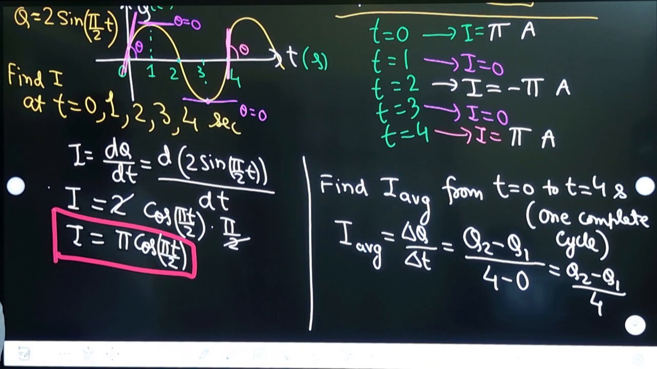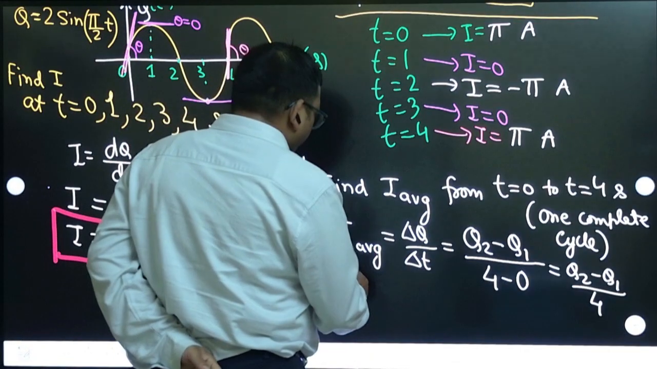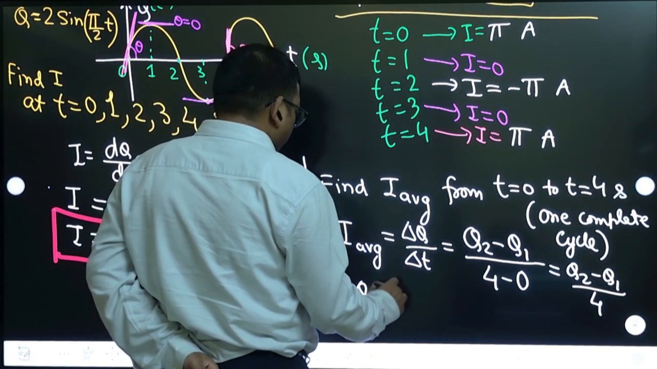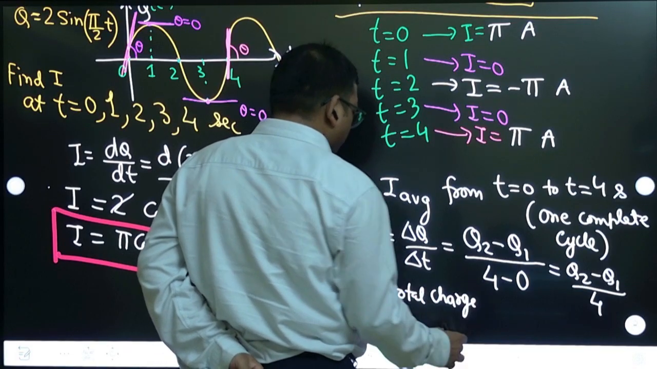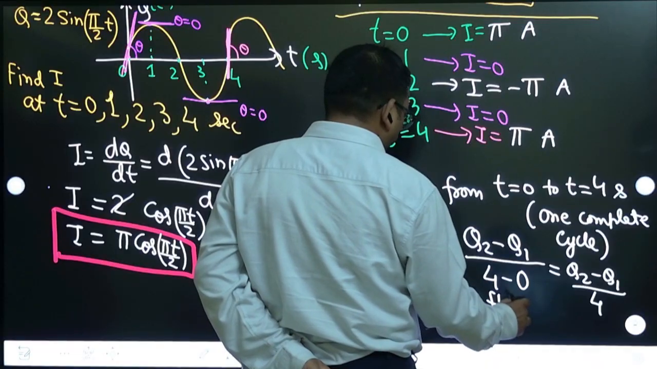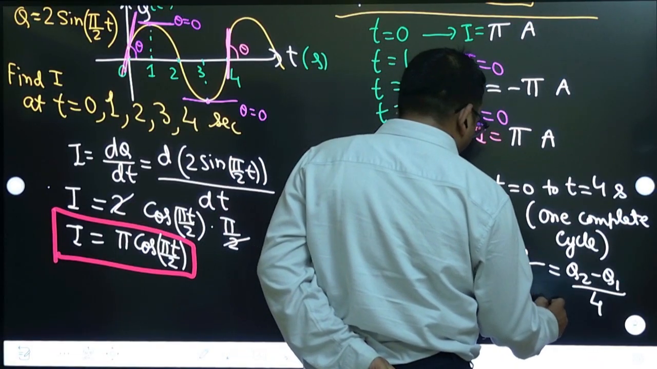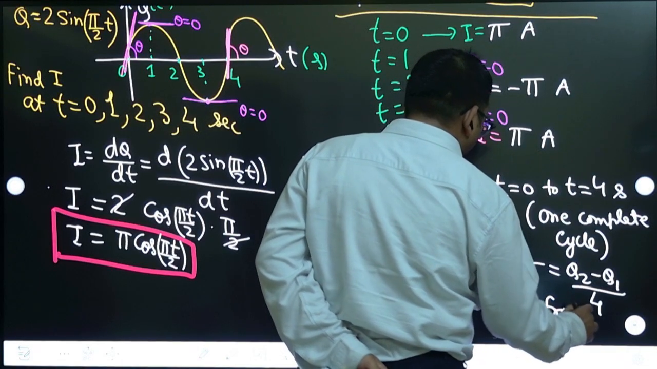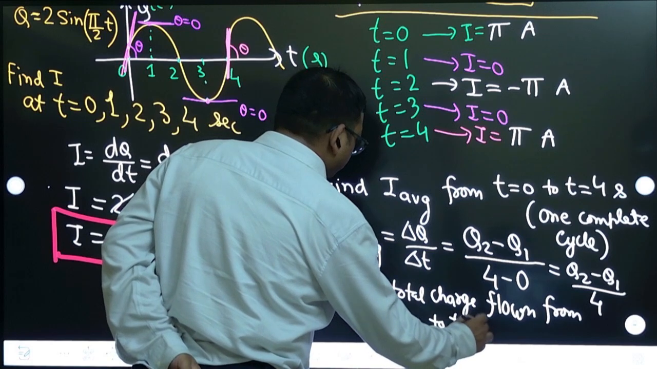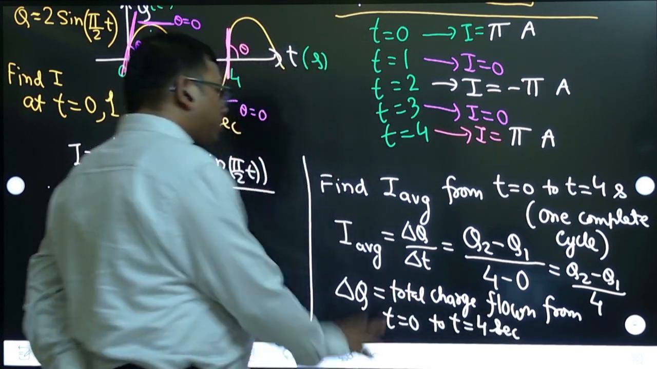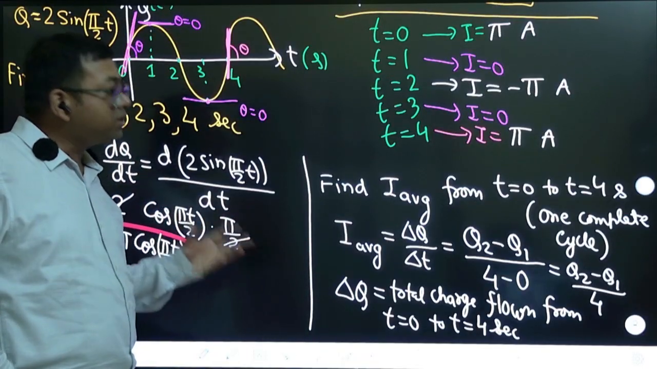How do we calculate the charge it has flown between that? Delta q or q2 minus q1 refers to what? Delta q is nothing but the total charge flown from time 0 to time 4 seconds. Between these two time instants, within that interval, how much charge has flown?